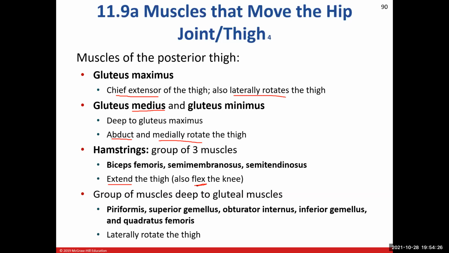Now, you have a whole bunch of other muscles here listed. The only one that you have to be able to identify is piriformis. But these are smaller muscles that will sit deep to your gluteal muscles. And their job is going to be to laterally rotate the thigh. So you've got the piriformis, which we've seen because that's the muscle that's in close proximity to the sciatic nerve. You've got the superior gemellus with its brother inferior gemellus. And then we have obturator internus, and then a square-shaped muscle called quadratus femoris here.